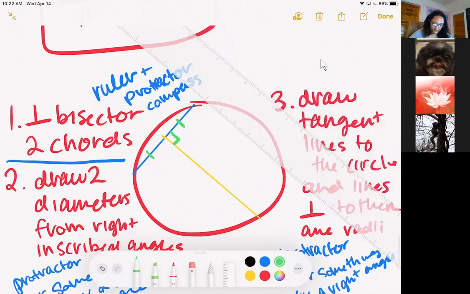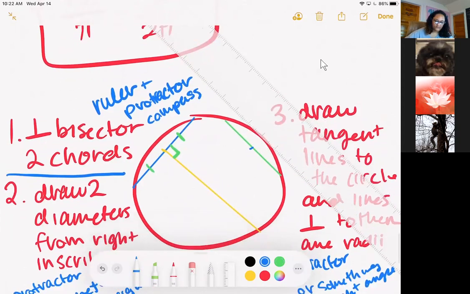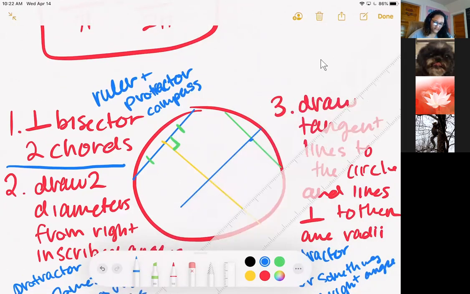I'm going to draw another chord. Hopefully I can do it right this time. Let's do 45 degrees. So I'll draw this line 1, 2, 3, 4. So the midpoint is going to be at 2. And then I'll turn it to 45 degrees. And again, these are congruent, and this is a right angle. So this should be the center of my circle. So that's method 1, right?